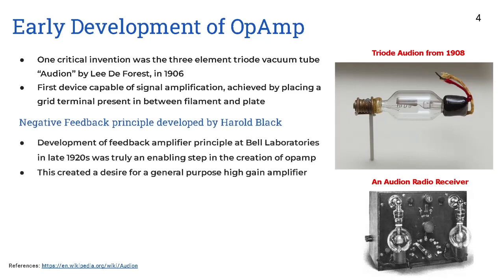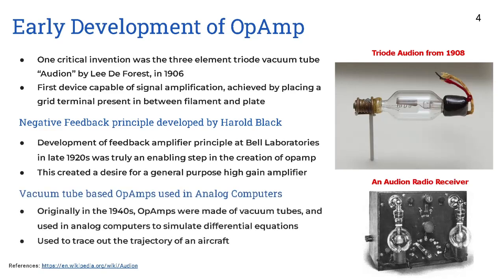Another enabling discovery in the development of the op amp was the development of the negative feedback principle by Harold Black at Bell Laboratories. They developed a theory based on a general purpose high-gain amplifier, and they saw that it has many applications. If we had such a device, they could achieve many things. So this created a desire for developing a general purpose high gain amplifier. These two discoveries were the major discoveries enabling the development of the op amp.